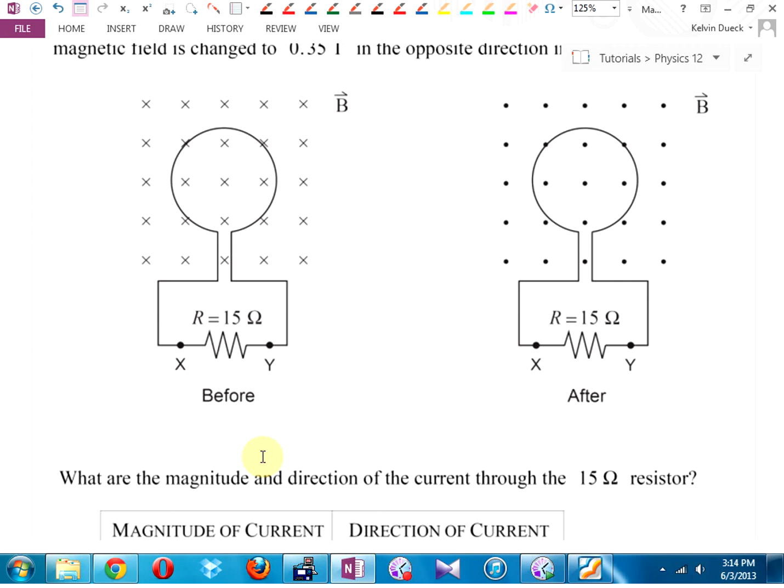So with my right hand, sorry for those of you watching at home, with my right thumb, I'm going to point it into this page. Up here in this coil section, the current is going to go this way. I'm going to add arrows and then follow it all the way through. Okay?